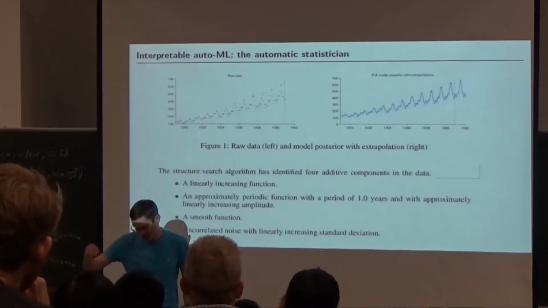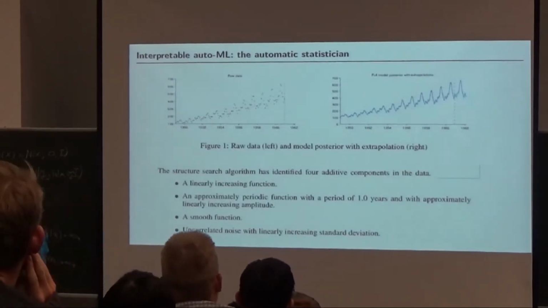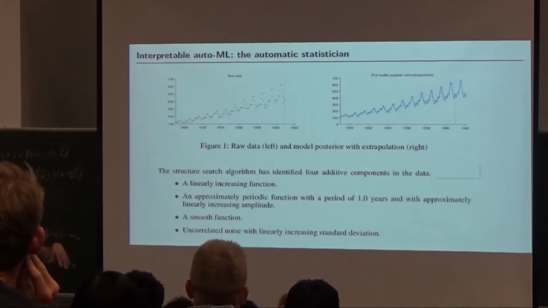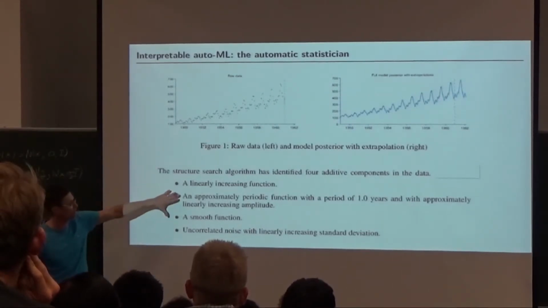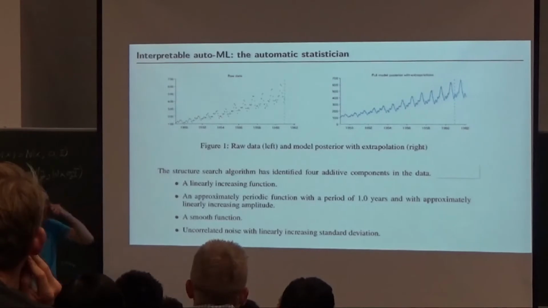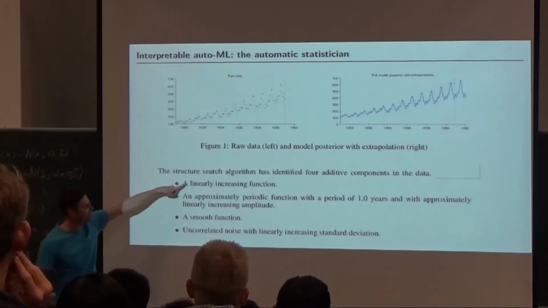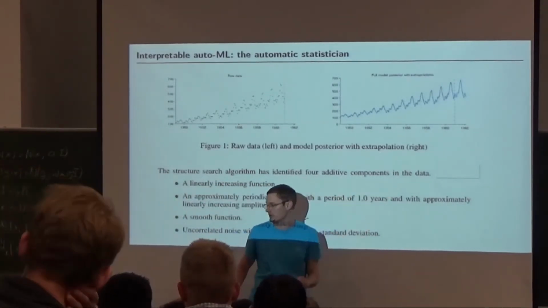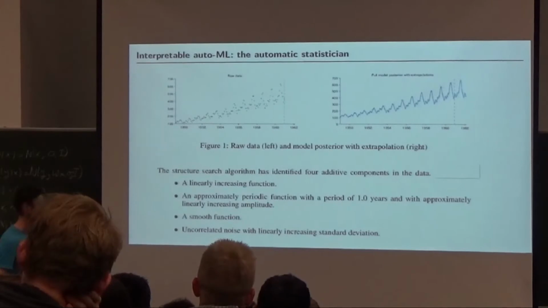You upload it to the website, the website processes your data, fits a model, and then returns a report to you. And here is the report that was generated from the airline data. It says, the structure search algorithm has automatically identified 4 additive components in your data.